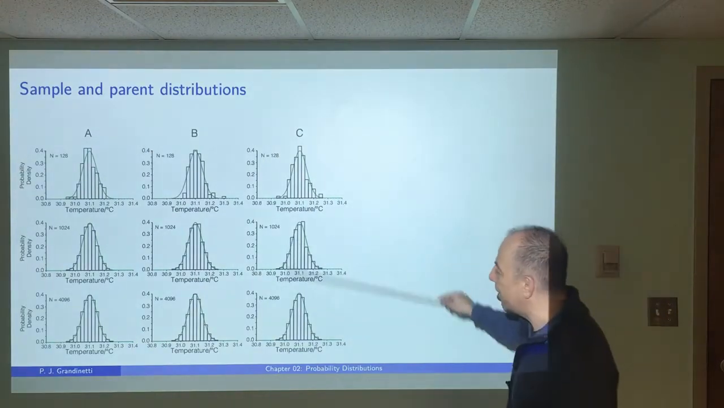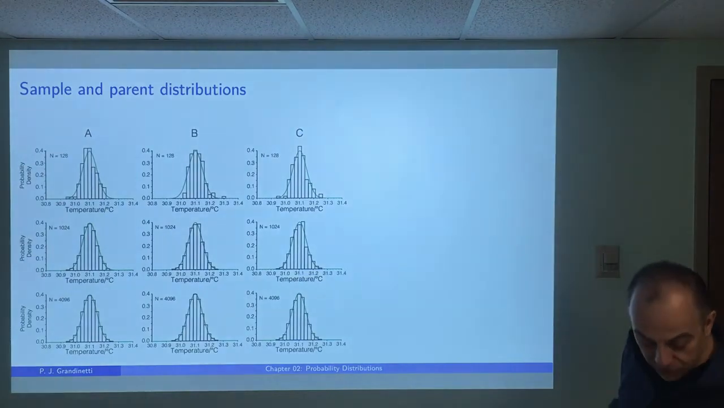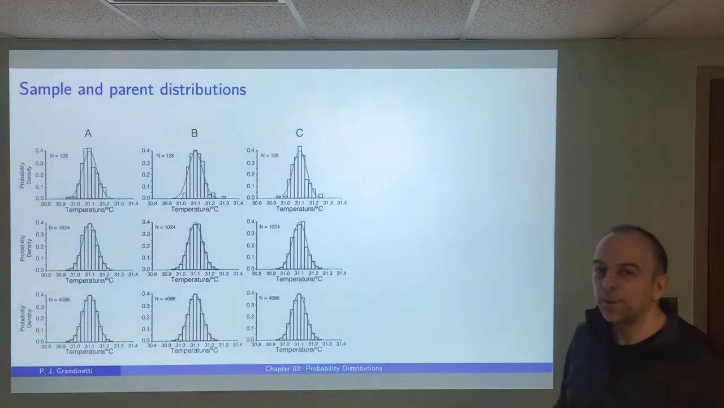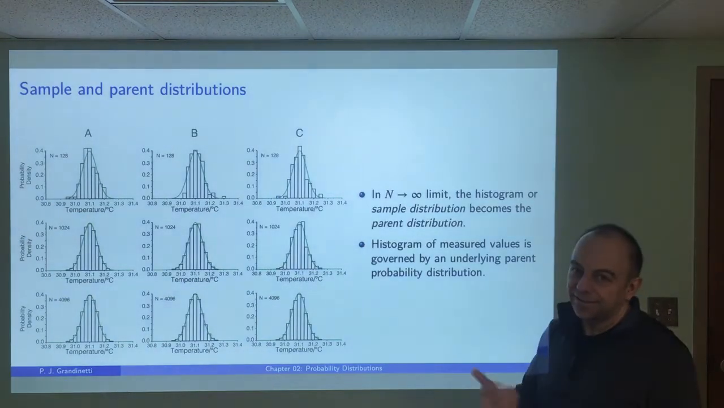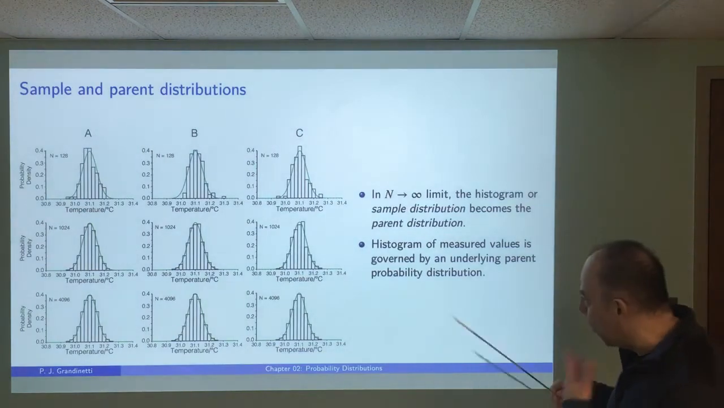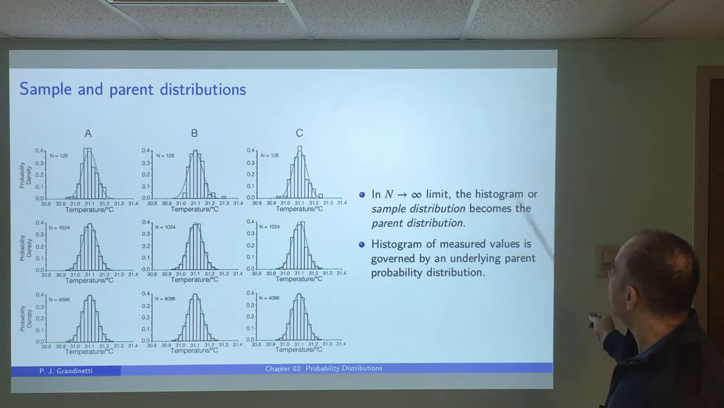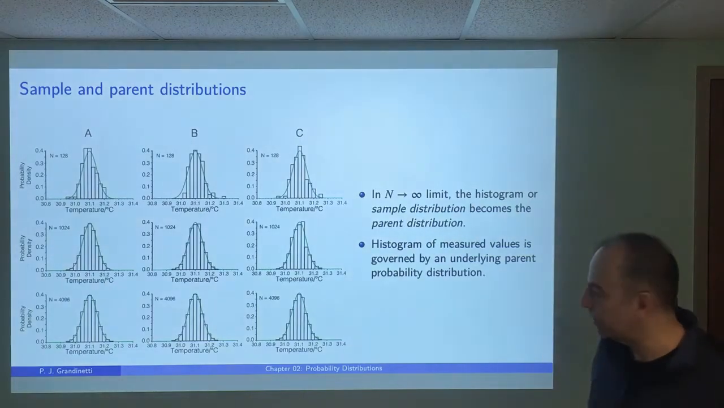So you can see the pattern here, and as you continue to do more and more measurements, in the limit that you do an infinite number of measurements, those histograms from the three different scientists would be absolutely identical. Now, an infinite number of measurements is not possible, but what we say mathematically is that in the limit that n goes to infinity, the histogram, or what we call the sample distribution, will become something called the parent distribution.